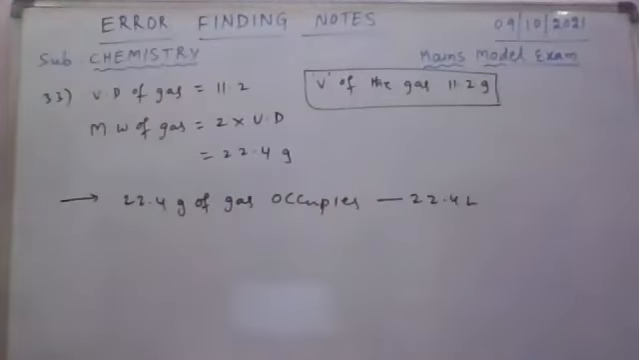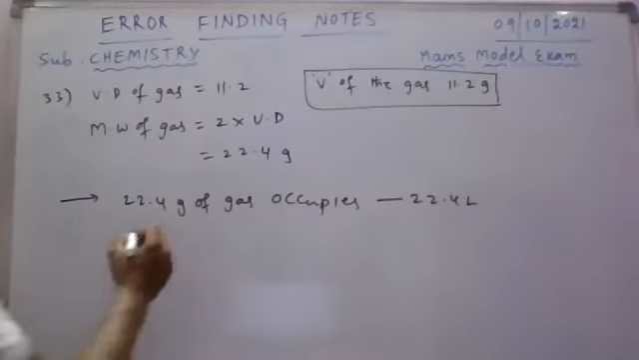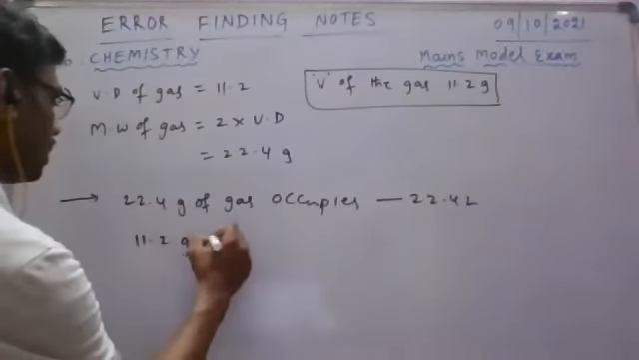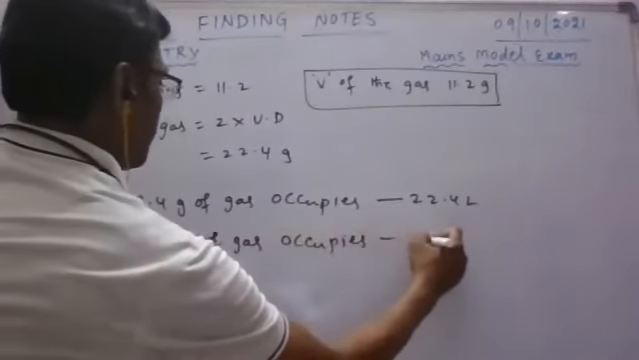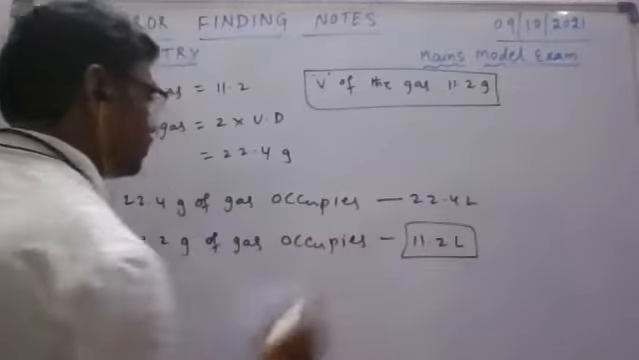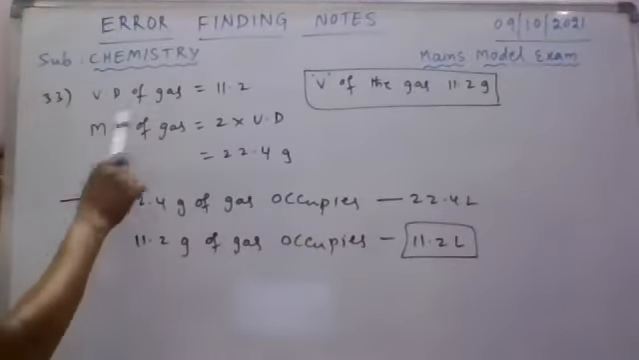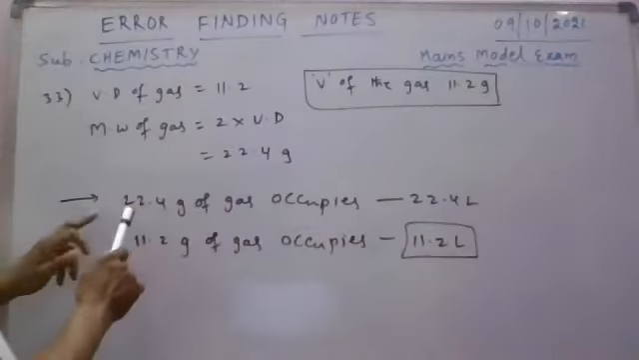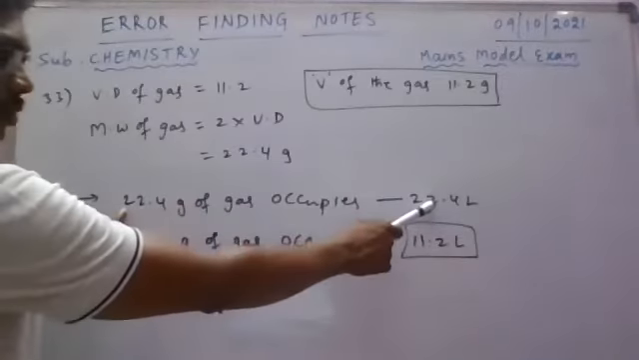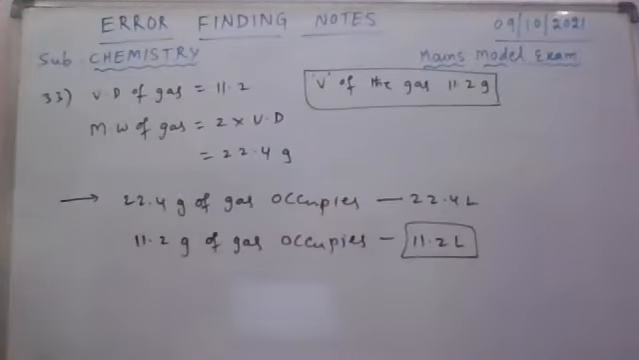22.4 liters. Gram molecular weight is equal to gram molar volume. Here the question is 11.2 grams of gas occupies 11.2 liters. Okay, now vapor density is given, from this molecular weight is 2 into vapor density, this is the molecular mass. Molecular mass of any gas occupies 22.4 liters at STP. 11.2 grams occupies how much?